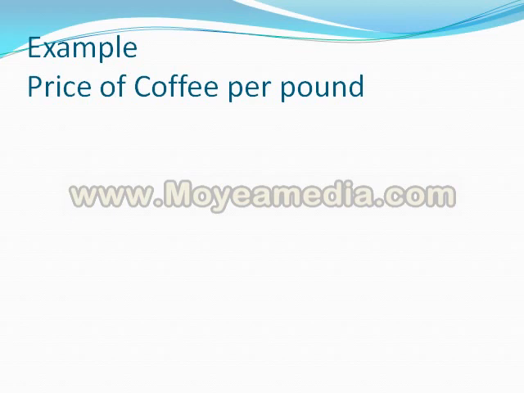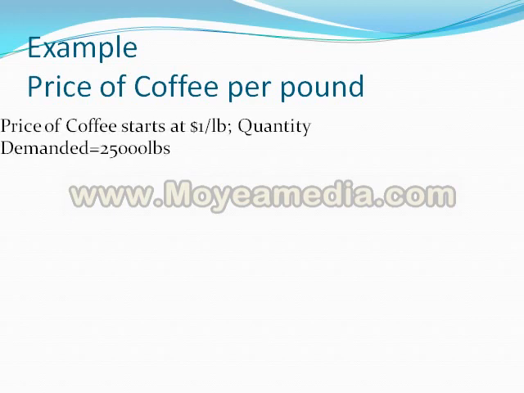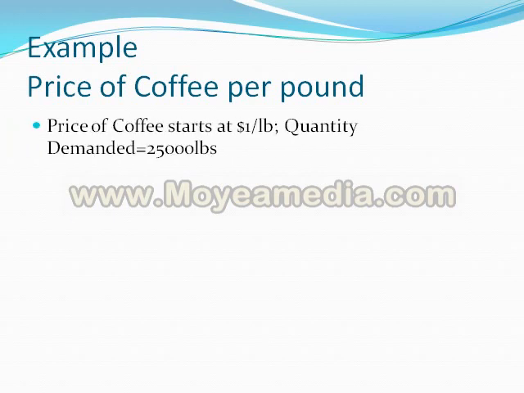Now, the first example I have is the price of coffee per pound. Bear with me, if you know anything about coffee, you may say these numbers are outrageous. I don't know anything about coffee. I just needed to give an example. So, let's start out. The price of coffee starts at $1 a pound. Your quantity demanded then, when it's at $1 a pound, is 25,000 pounds. That's your starting point right there.